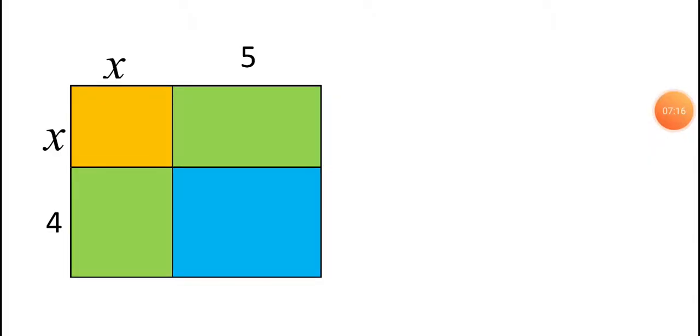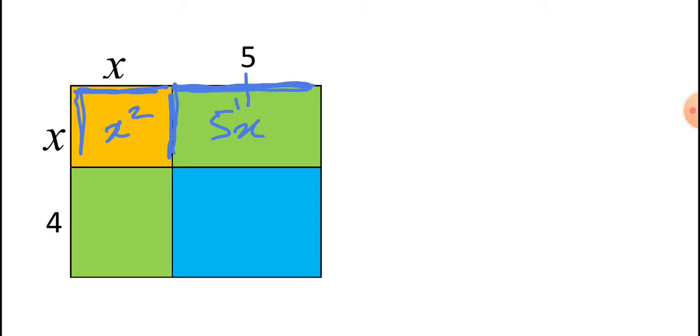Before I move on, I just want to explain something that some students sometimes struggle with. If you look at the yellow rectangle, we're saying that this length here is x and this length here is x. To work out the area of any rectangle, you have to multiply those two sides, the length times the width. So here x times x is x squared. Now with this green rectangle on the top, the length here is 5 and the width here is x, so 5 times x is 5x.